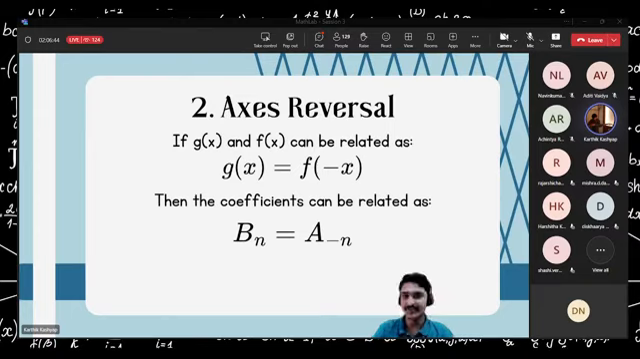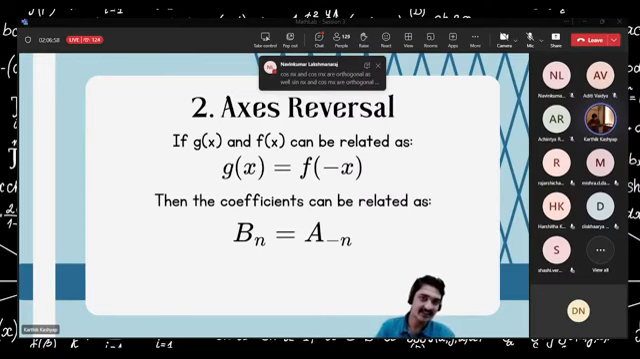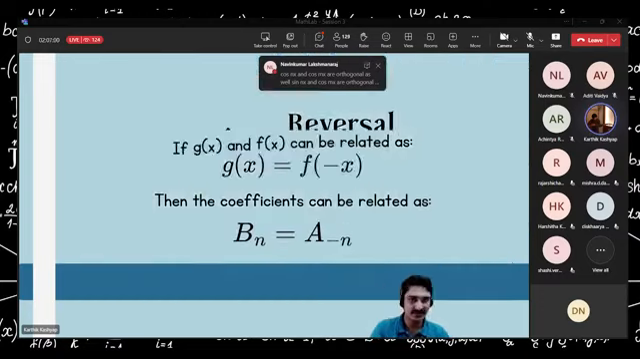So reversal. Let's say f of x and g of x are such that g of x is f of minus x. So again, we can obtain bn by just equating it to a of minus n. That is reversing the order from which you are taking them, just like how we are reversing the axis. So this is also simple.